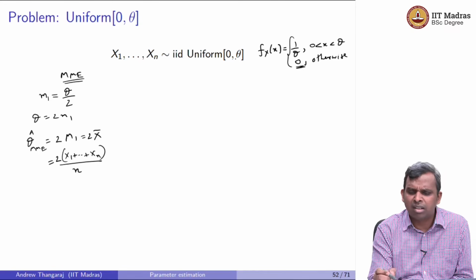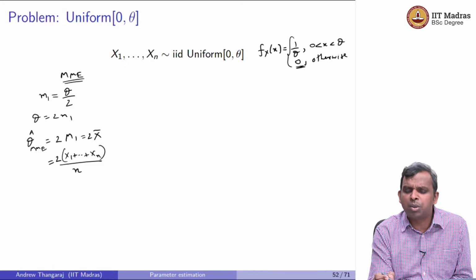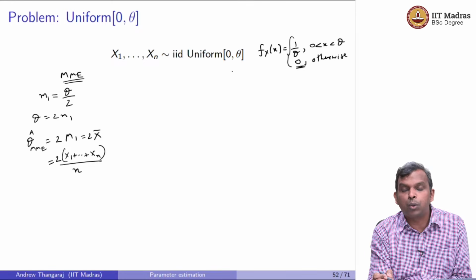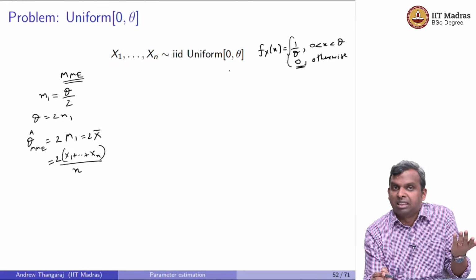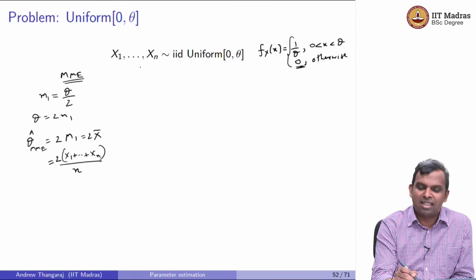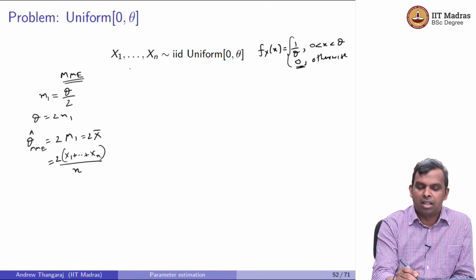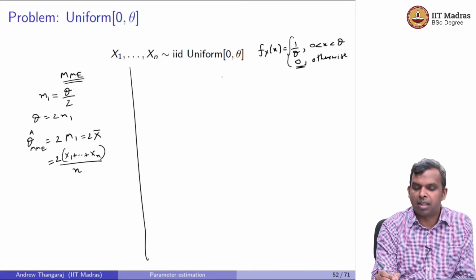So again, is it intuitive? You are expecting a uniform distribution between 0 and theta. The mean is theta by 2. You compute the mean, you multiply by 2. Right, seems reasonable. Okay, let's see what ML says. ML will tell you a completely different story.